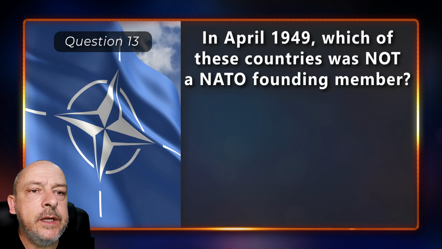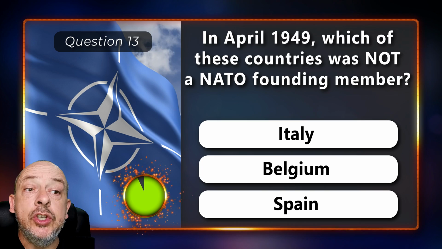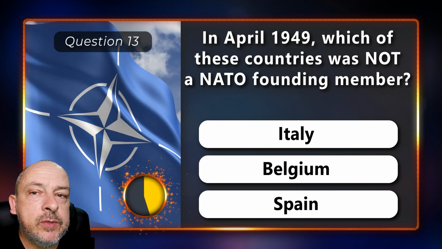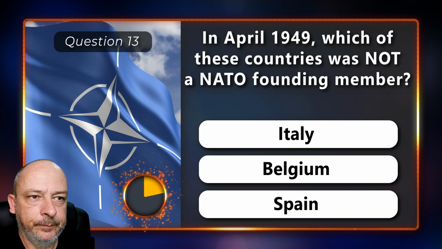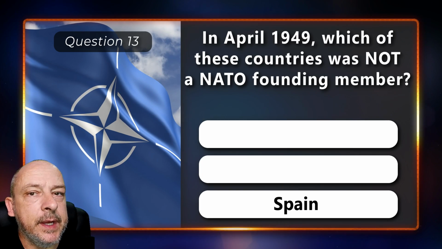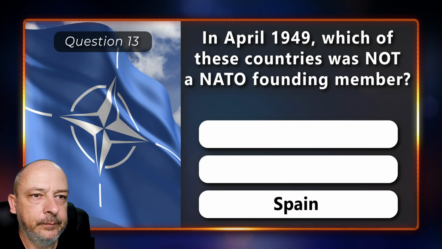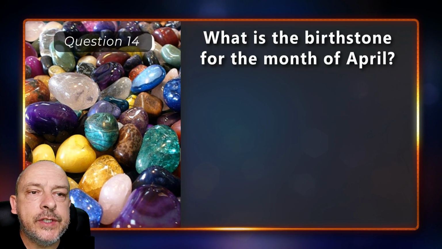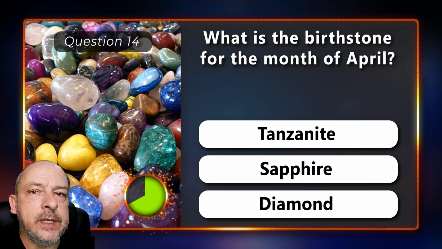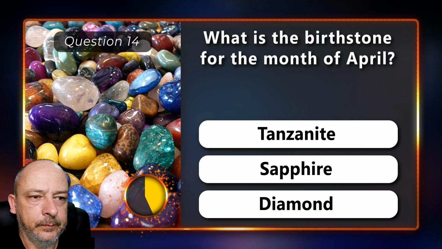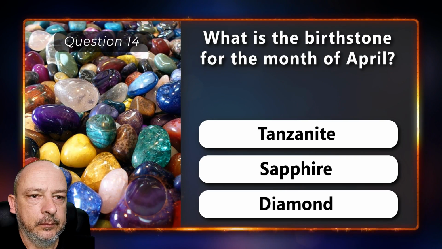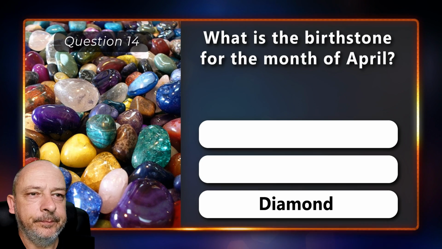In April 1949, which of these countries was not a NATO founding member? Italy, Belgium or Spain? The correct answer is Spain. What is the birthstone for the month of April? Is it tanzanite, sapphire or diamond? Diamond.